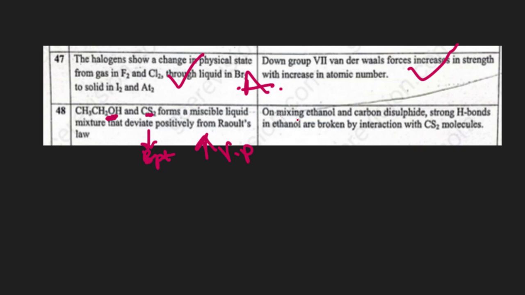Statement 2. On mixing ethanol and carbon disulfide, strong hydrogen bonds in ethanol are broken by interaction with carbon disulfide molecules. That is a true statement, and that is why the boiling point decreases and vapor pressure increases, because it leads to the formation of weaker intermolecular forces. So this statement is true as well as this, and this one does explain the first. Our answer is A.